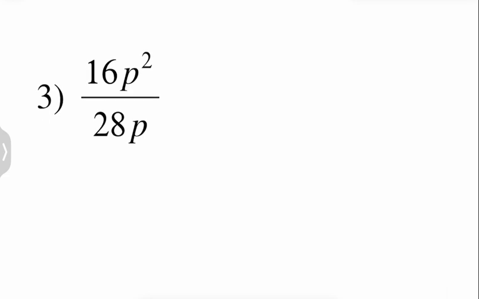So as far as 16 and 28 goes, they are both divisible by 4. So if we divide them both by 4, that will reduce the numerical component. The rules for our p's, think about the fact that we have 2 p's on top, 1 p on the bottom. If we cancel out 1 from each, we would have a p in the top. So it is as simple as 4p over 7.